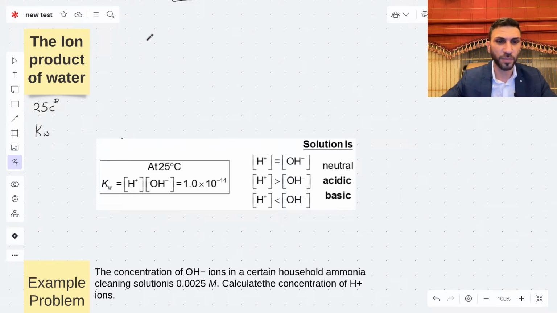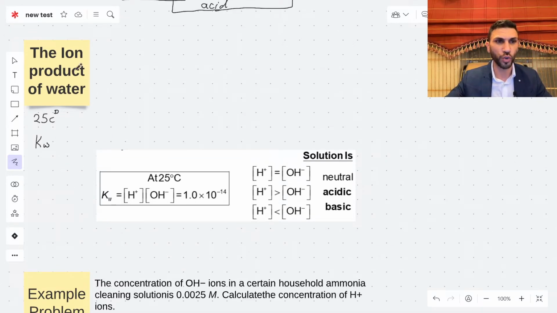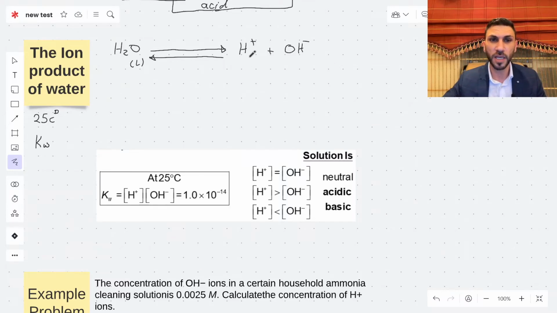Let's check. For example, if I have the water molecule H2O, it will ionize in a reversible reaction that we studied previously, and it will give you H positive plus OH negative. Water is liquid because it's a pure substance. H positive is aqueous, it's a solution, as well as the OH negative is also a solution.